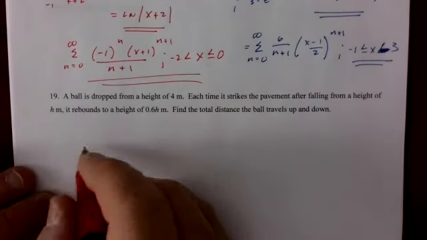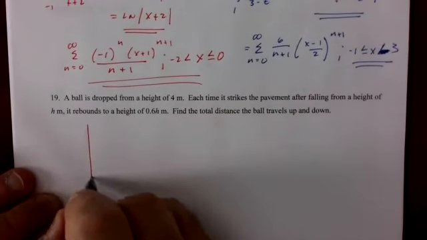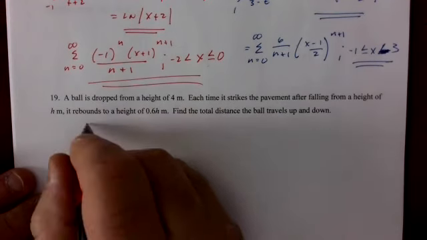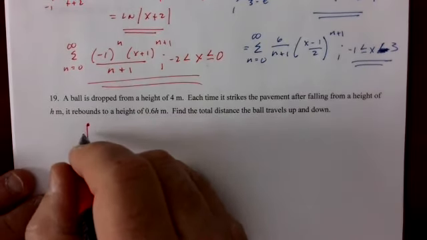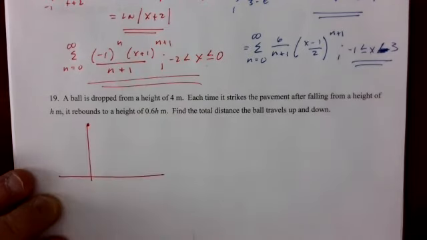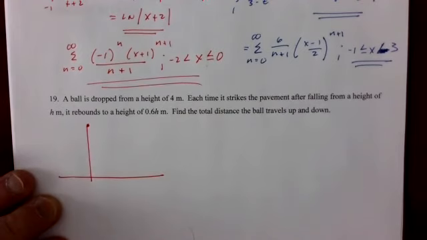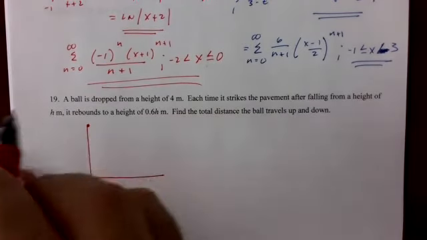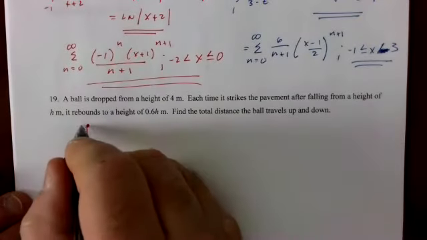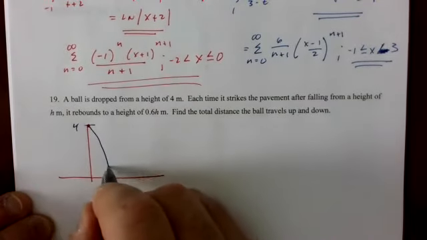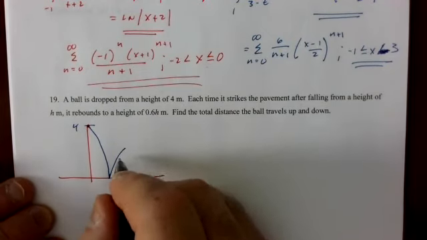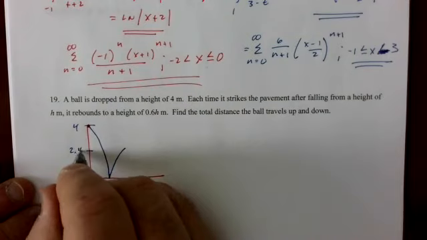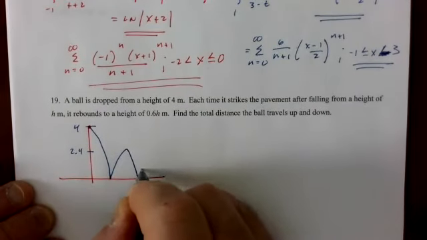A ball is dropped from a height of 4 meters. So here it is up here at 4 meters. Each time it strikes pavement after falling from a height of 4 meters, it rebounds up to 0.6 of that height. Find the total distance the ball travels up and down. So here's the first. This is 4 up, it drops, and it comes back up to 2.4. And then it drops, and then it comes back up.